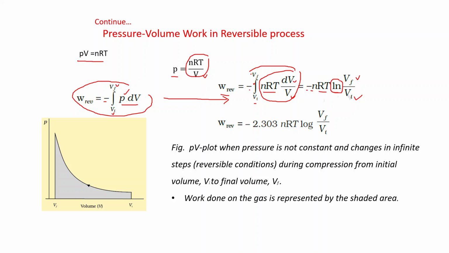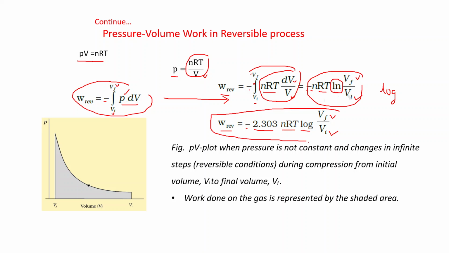What does it represent? Natural logarithm. And when this natural logarithm is converted into base 10, then ln is replaced by log, and this whole term is multiplied by 2.303. That's why we will get W reversible is equal to minus 2.303 nRT log V final divided by V initial. You have to remember this relationship. This is for pressure volume work in a reversible process.